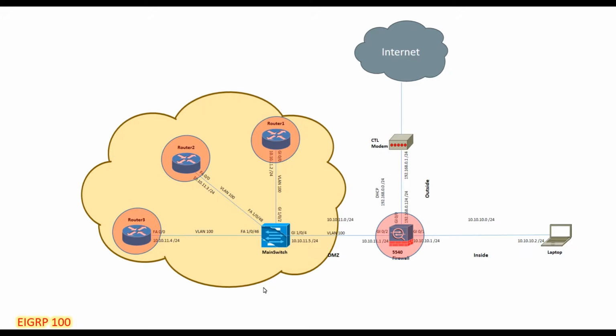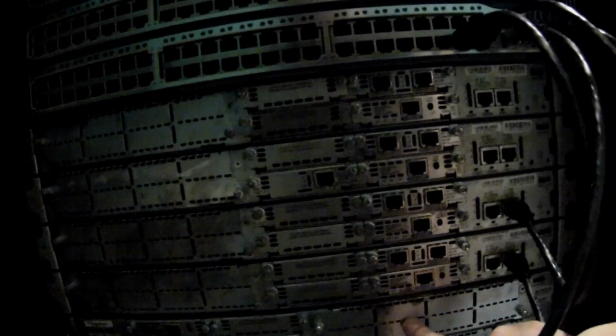And let's go ahead and look at the devices I'm using. As you can see, I mounted my firewall up, and I actually have 3 total switches and 5 total routers. I have a 2851 router and 4 2811 routers.